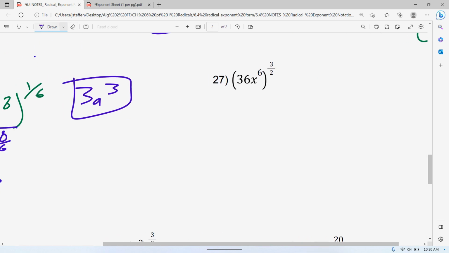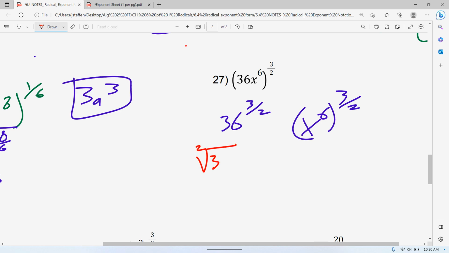That 3 over 2 goes to both, so that's 36 raised to the 3 over 2, and x to the 6th raised to the 3 over 2. So if we're just focusing on the square root of 36 to the third, this is where, if you want to do 36 to the third first, you can. It's just a really big number. I would take the square root first, the square root of 36 is 6, and then take that to the third power. It's not that that's easier as much as you're just dealing with smaller numbers.